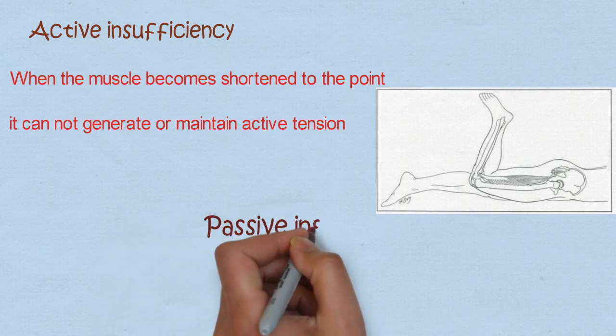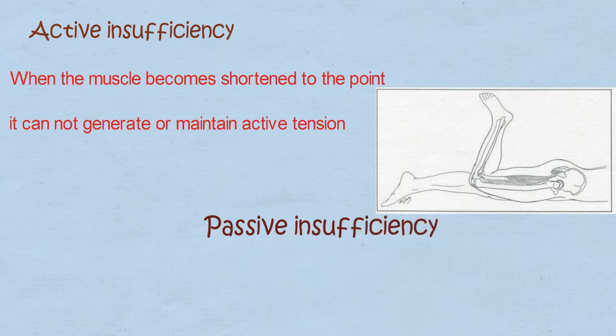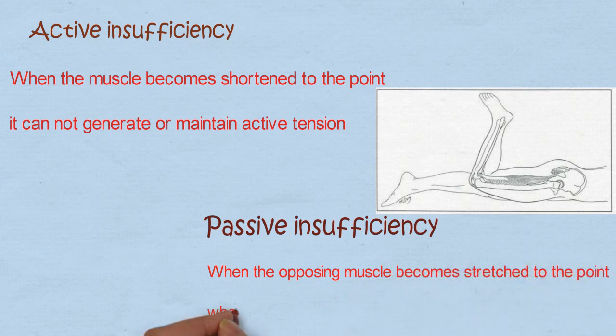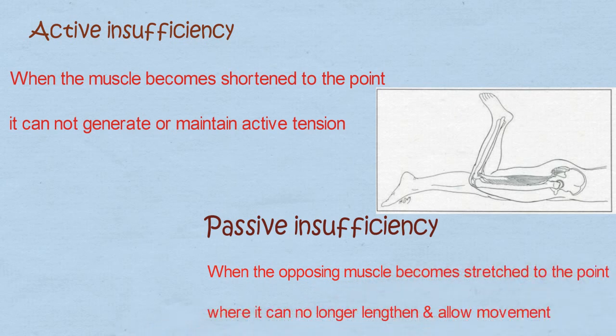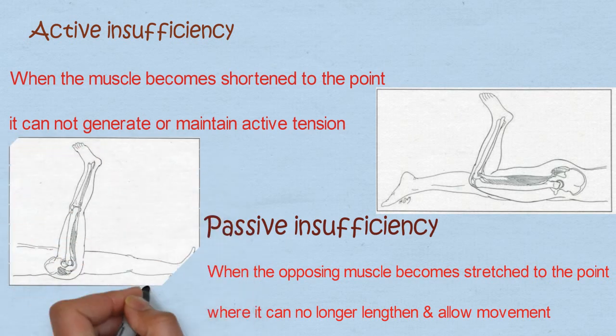What is passive insufficiency? When the opposing muscle becomes stretched to the point where it can no longer lengthen and allow the movement, which is known as passive muscle insufficiency. So passive insufficiency for the hamstring, like stretching of the hamstring: when the hip is flexed and the knee is extended, further hip flexion is restricted by the hamstring.